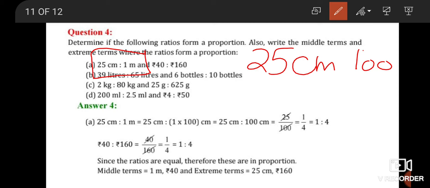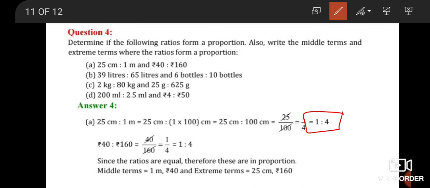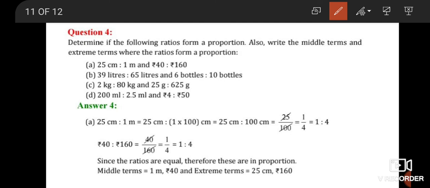So we can write 100 centimeter in place of 1 meter. So now you can find the ratio of these quantities. So 25 ones 25, 25 fours 100. So ratio become 1:4 here. Now second set जो है हमारे पास that is 40:1 and is 60. So 0 0 cancel, 4 1 जा 4, 4 4 जा 16. So again the ratio is same. It means they are in proportion. Okay, so we write since the ratio are equal, therefore these are in proportion.